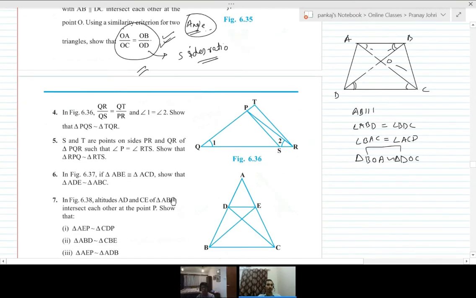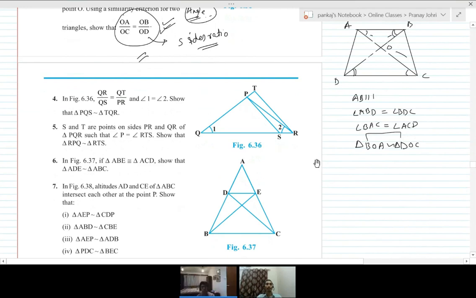Figure 6.36. QR by QS is equal to QT by PR, and angle 1 is equal to angle 2. Show that PQS is similar to TQR. Okay, QR by QS is equal to QT by PR, and an angle on this.